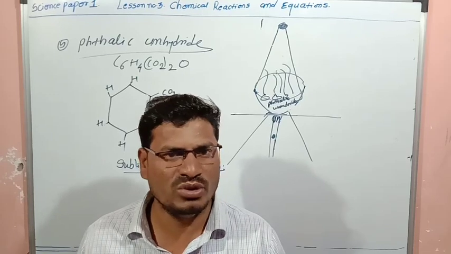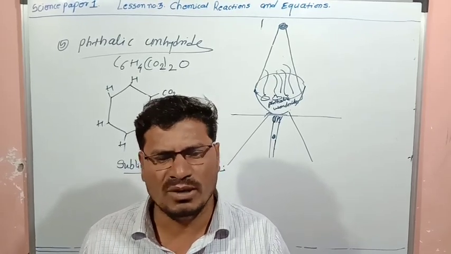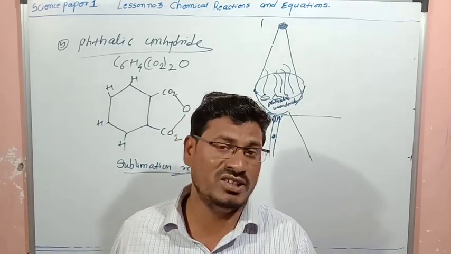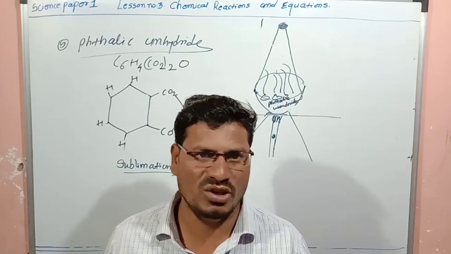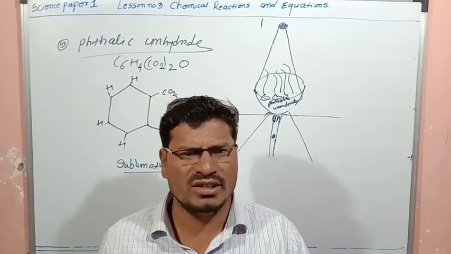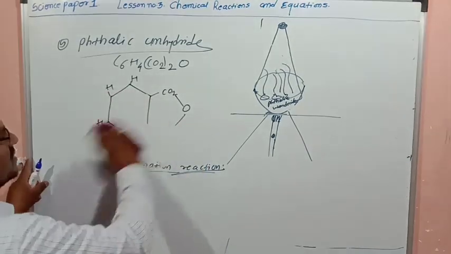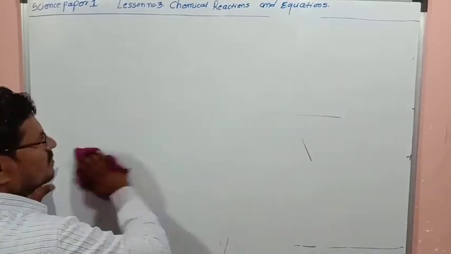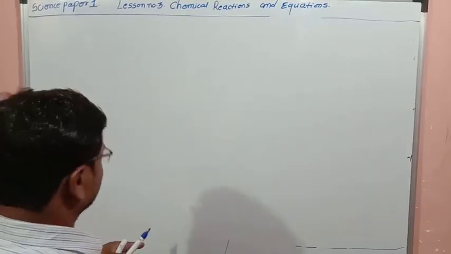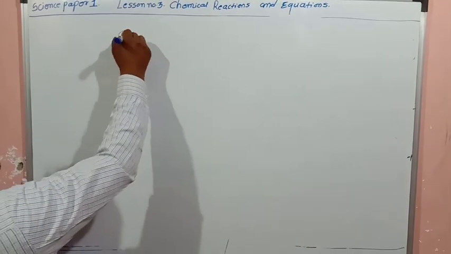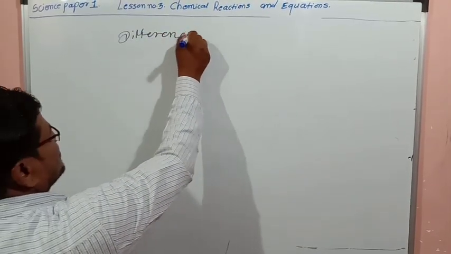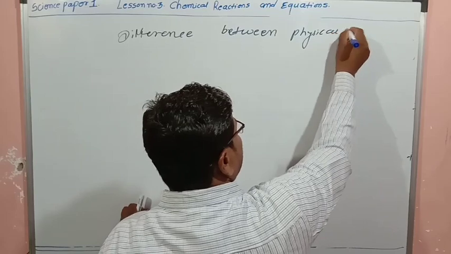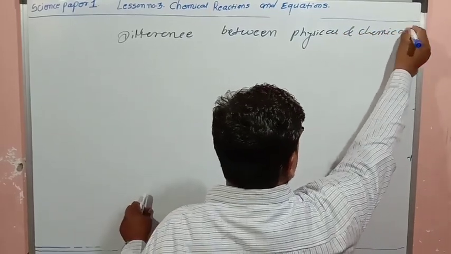Phthalic anhydride. So 5 examples we have studied. Now after this we are going to learn the difference between physical and chemical changes. And after that we will study the next point, that is writing chemical equations. So, difference between physical and chemical changes.